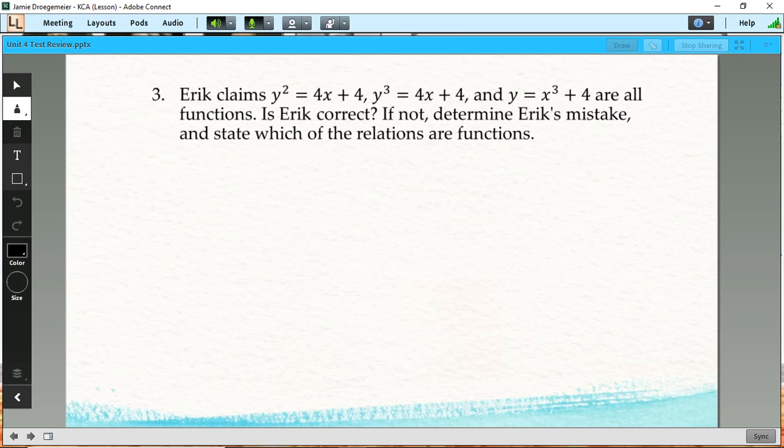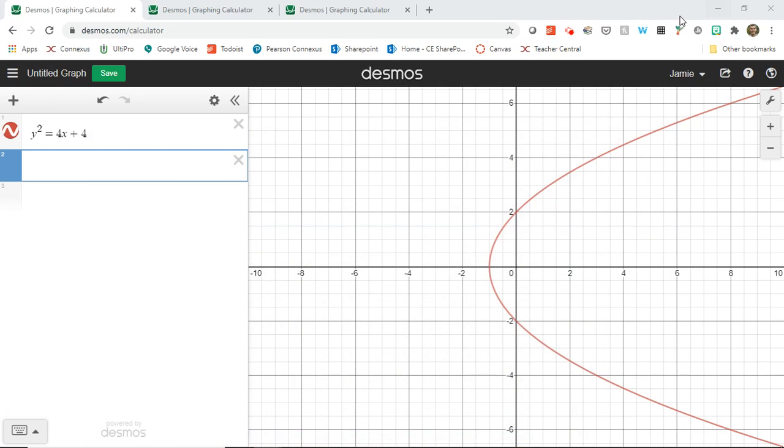For this one, I would go ahead and use my Desmos calculator, because that way I can see it on the graph. I can use my vertical line test. I've already put these into Desmos. So here's the first one, y squared equals 4x plus 4. And notice here, if we think of our vertical line test, when I run a vertical line across here, and let's just do that, that will give you that visual.